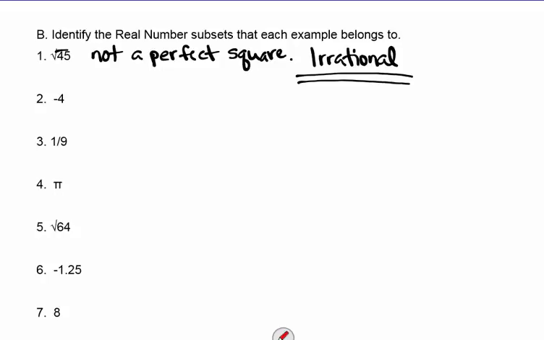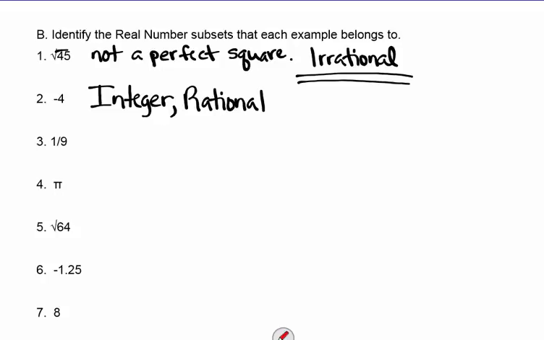Irrational. Number 2, -4. That is an integer. Remember, integers are the set of whole numbers and their opposites. It is also a rational number. -4 can be written as a fraction.